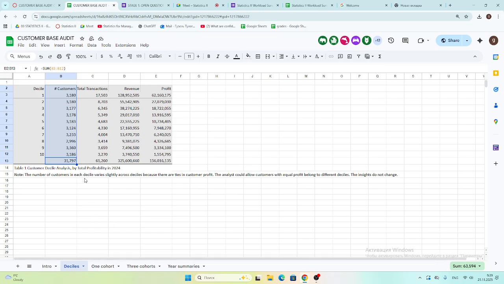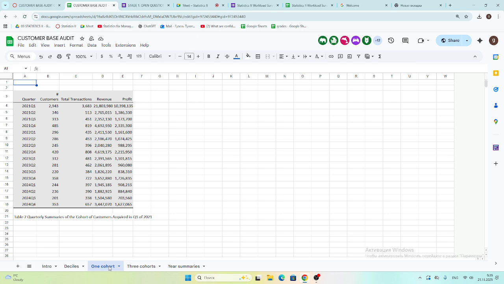Or do you look at the most profitable customers? So you have to think about this. And one way to think about this, they isolate one cohort. So they take people who made the first purchase in the first quarter of 2021. And this is a cohort of customers acquired in quarter one, and this is the historical behavior.